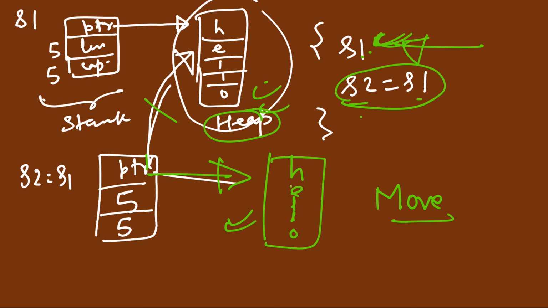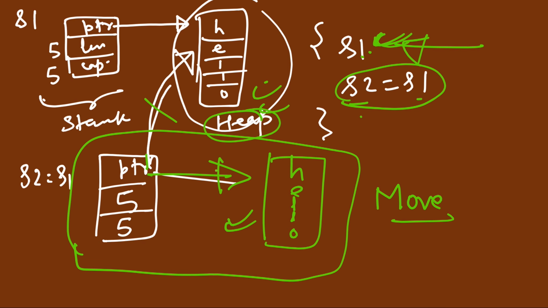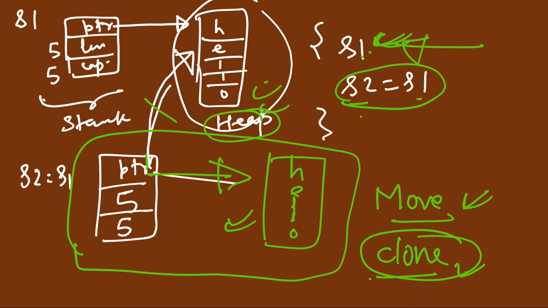If we want a separate memory in heap, we will use a different approach called clone. So here we saw move. In order to do a deep copy, we can use clone. So that was a brief introduction of how memory allocation works.